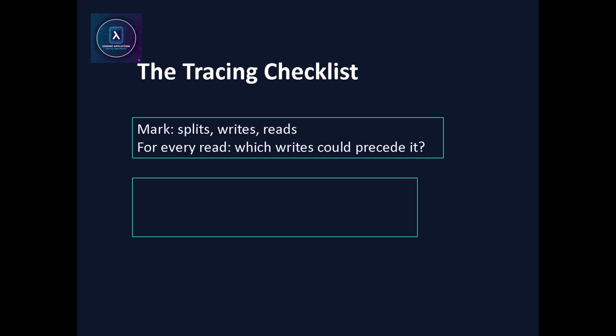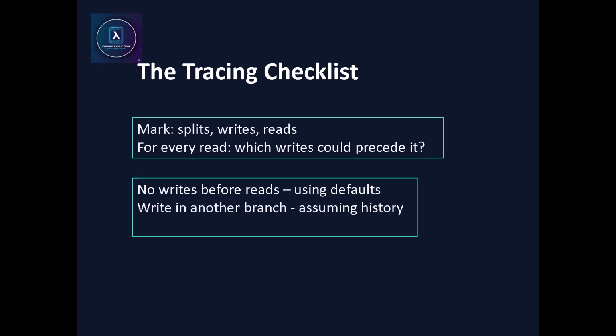Here's a practical checklist you can use tomorrow. For any function, mark every write, every read, and every flow split: if/else, loop conditions, returns, and throws. Then, for each read, ask which writes could possibly have happened before this read on the executed path. If the answer includes none, you're using defaults. If the answer includes a write in another branch, you're assuming history. If the answer includes a write later, you have an order bug. This is tracing as a method, not a mood.